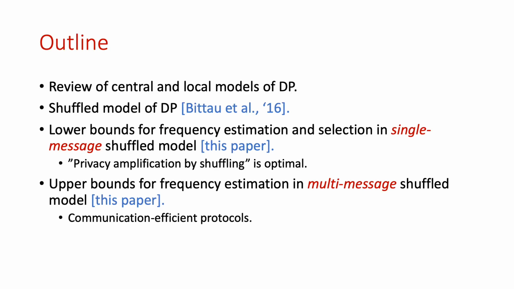I'll begin by reviewing the central and local models of differential privacy, and then I'll discuss the shuffled model of differential privacy, which is the main topic of this talk. And then I'll talk about our two main results in our paper. The first is a lower bound for the frequency estimation problem in the single message shuffle model. Roughly speaking, what we show is that the phenomenon of privacy amplification by shuffling leads to optimal protocols for the frequency estimation problem. Then I'll talk about how we can in fact surpass these lower bounds using the multi-message shuffle model. And I'll talk about how we can make those protocols communication efficient.